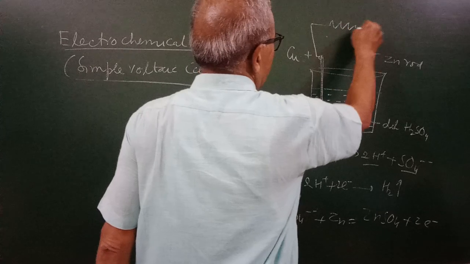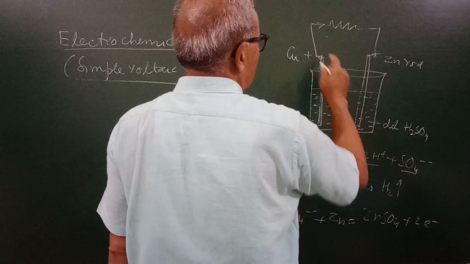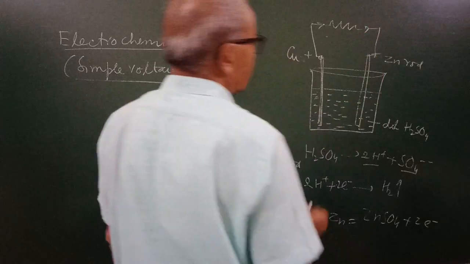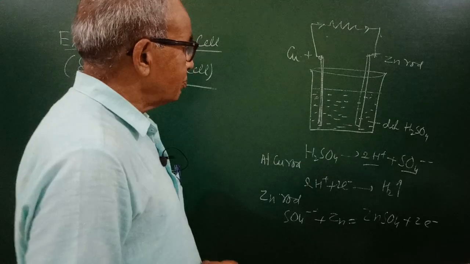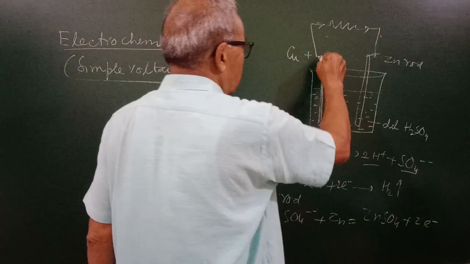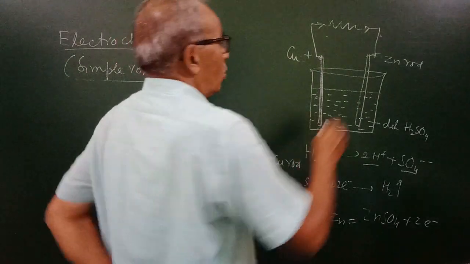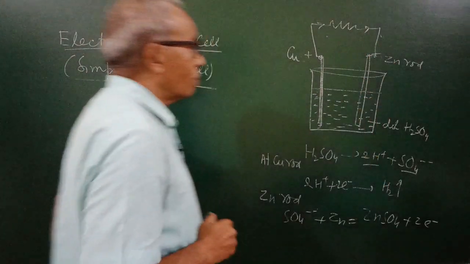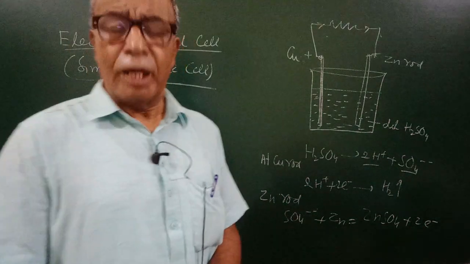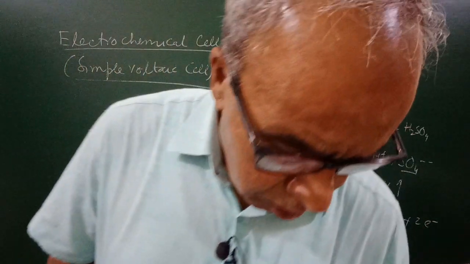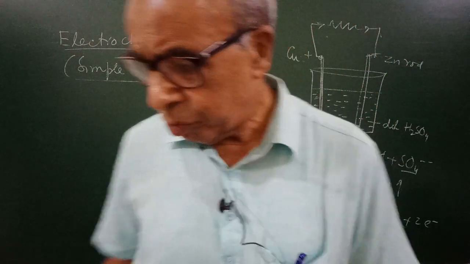Then current flows from the copper rod to the zinc rod. In fact, electrons go in the opposite direction. So here the copper rod acts as the positive terminal, and this is called the cathode. So electrochemical cells are devices which are used to supply current.